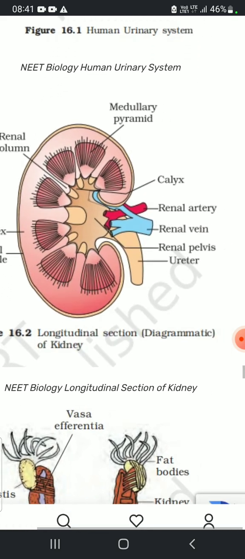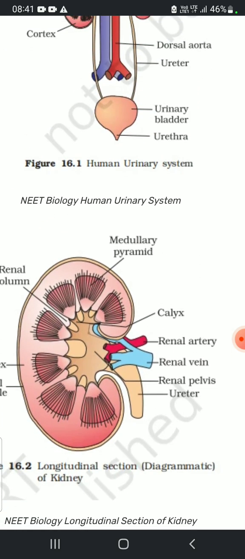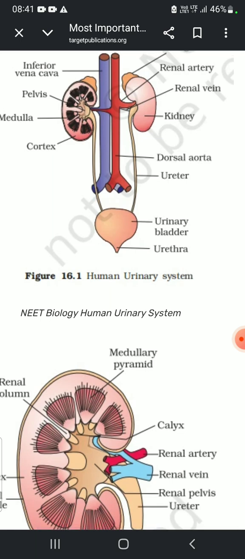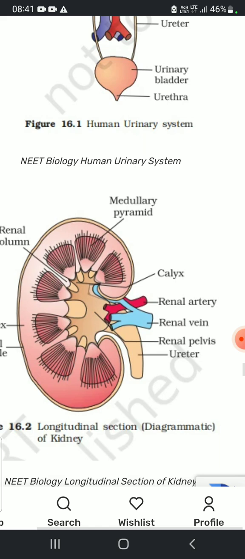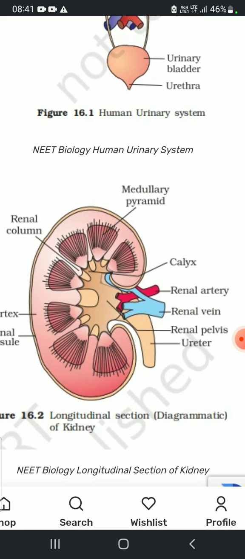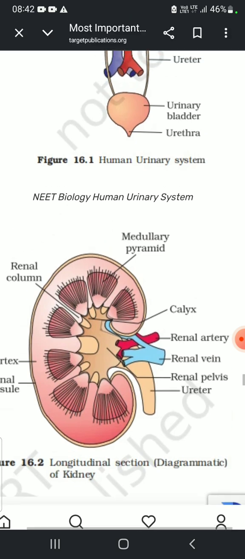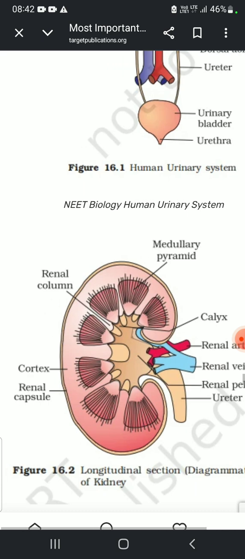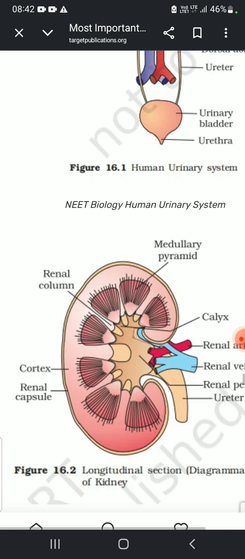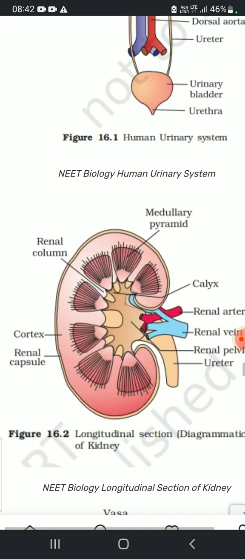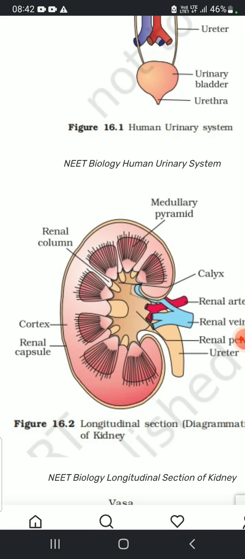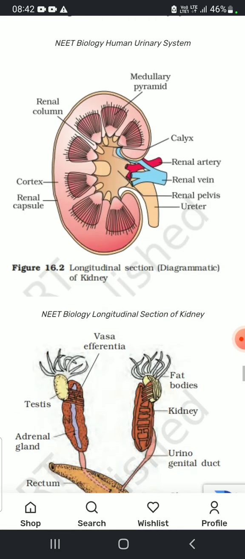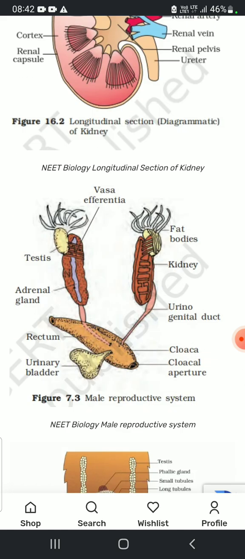First we will look at the renal artery and renal vein, it was shown earlier also. So renal artery and renal vein, then we have the renal pelvis, then ureter which opens into the urinary bladder. Middle portion we can see it is the renal pelvis. Medullary pyramids are shown here, then renal column, then we have the cortex outermost, and renal capsule is seen here. Next, we have the male reproductive system of cockroach.